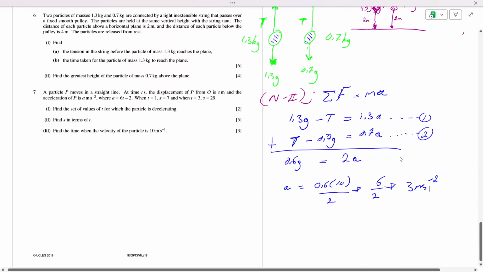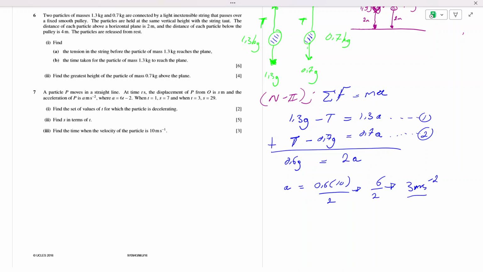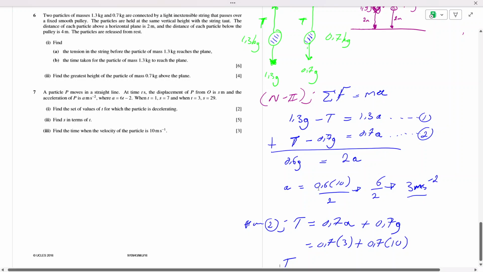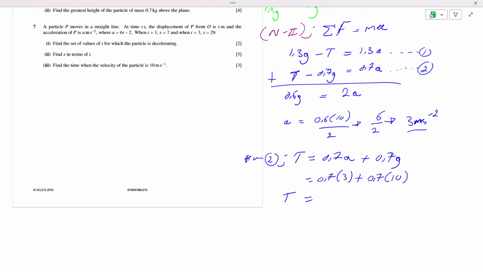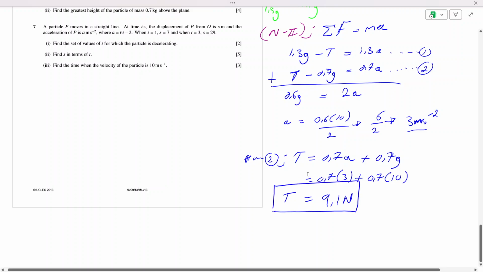We're going to calculate the value for T. You can just substitute the 3 meters per second squared in one of these equations, and you'll find T. I'm going to use equation 2. From 2, T is equal to 0.7a plus 0.7g. Therefore, 0.7 multiplied by 3 plus 0.7 multiplied by 10. If you add those two, you're going to get the value of T as 9.1 newtons. Like that, and we've answered that part.